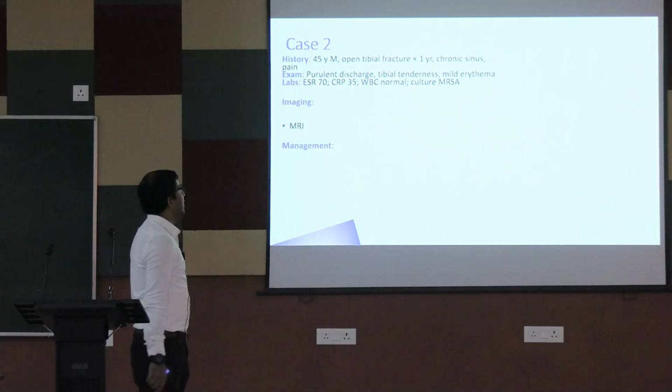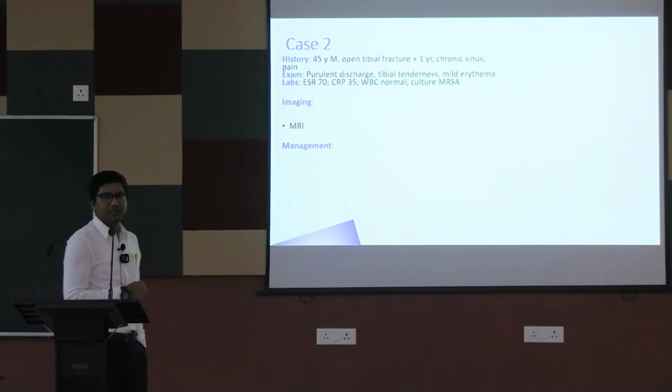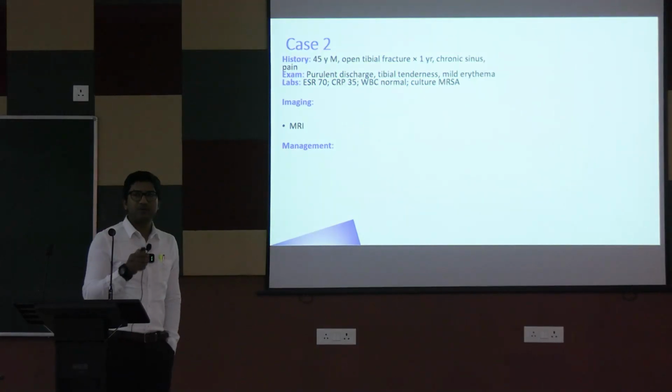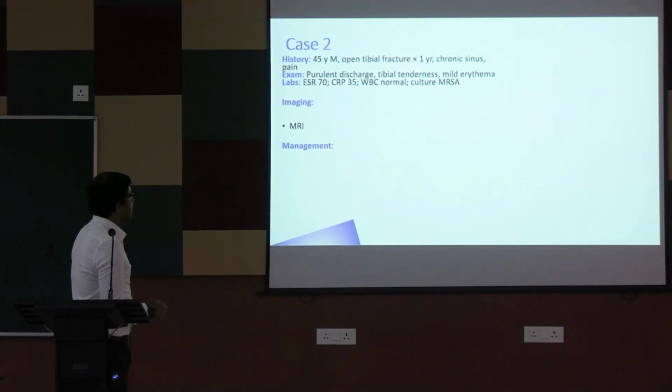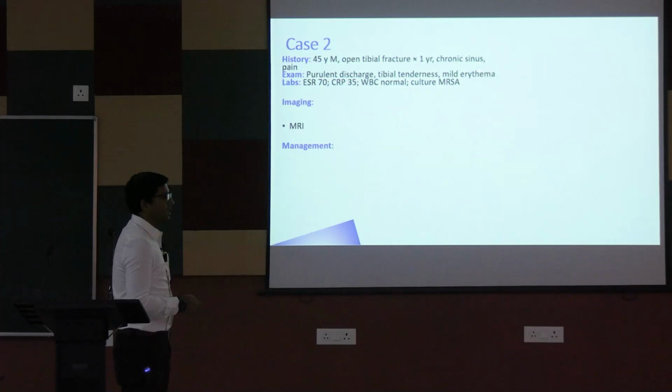Case number 2 is an adult patient, a 45-year-old male. He had an open tibia fracture. Open means the fracture was exposed; previously we used to call it compound, but it is not compound, it is an open fracture. After 1 year, he subsequently developed a sinus and pain. On examination, you see discharge from the sinus, raised local temperature, and local signs of inflammation. ESR and CRP are high, but not that high.